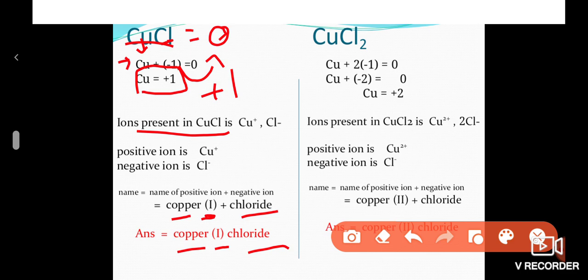And the next molecule formula is CuCl2. See the next example. CuCl2. In CuCl2, we first identify what the valency of Cu is here. Okay. How can we identify?